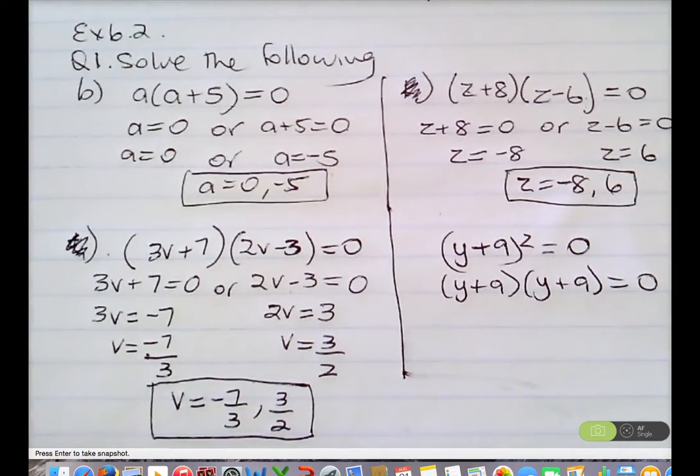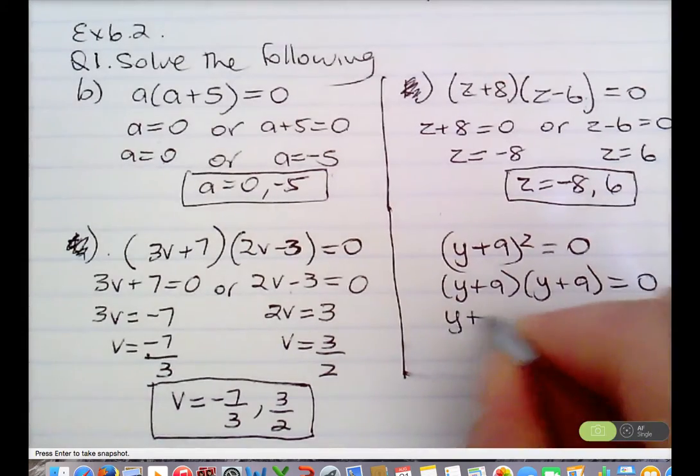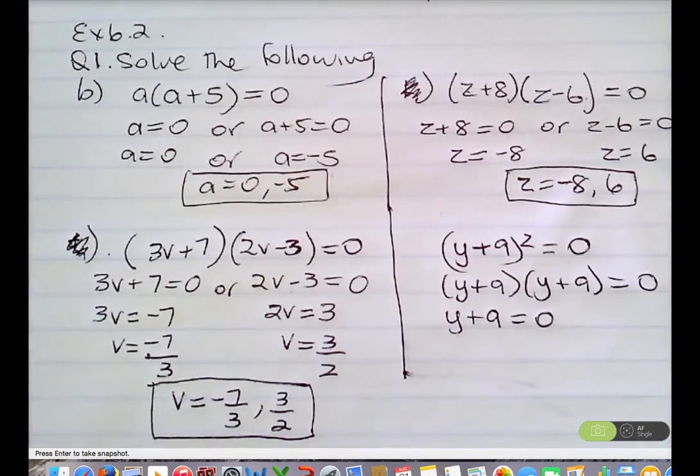There's only one answer, but I've told you if it's a quadratic, you always get two answers. The thing is, you get the same answer twice. Okay? So girls, therefore, y plus 9 is 0 or y plus 9 is 0. I only need to write it once.